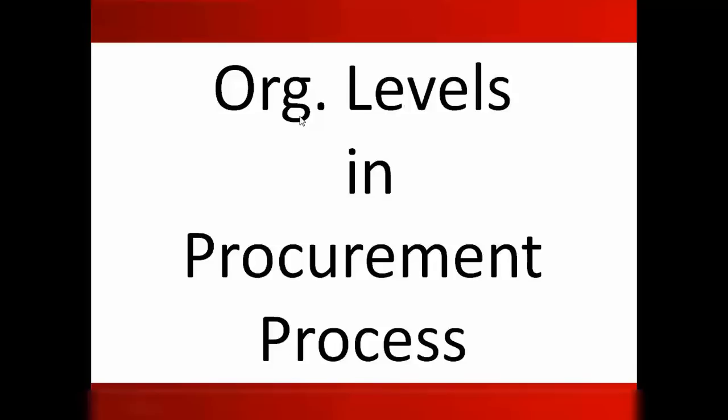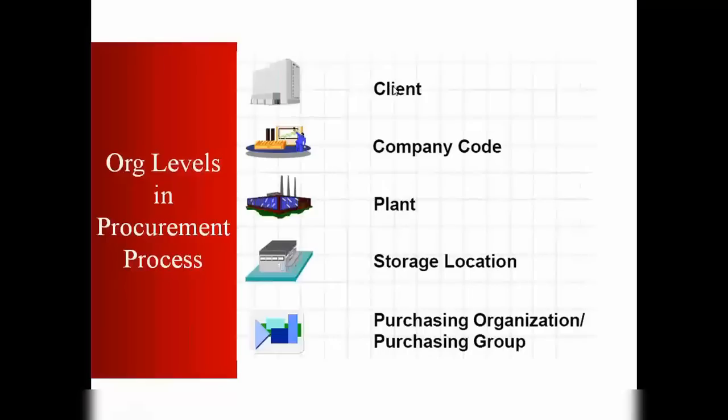So basically, these are the main 5 org levels in SAP MM. On the top we have client, under that we have company code, under that we have plant, under that we have storage location, and under that we have purchasing organization. Purchasing organization has further purchasing group. So these are the main 5 or 6 org levels. Let's discuss one by one.